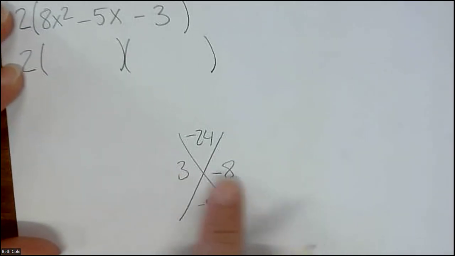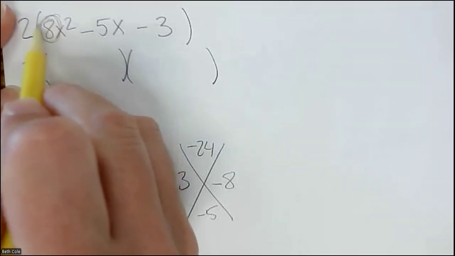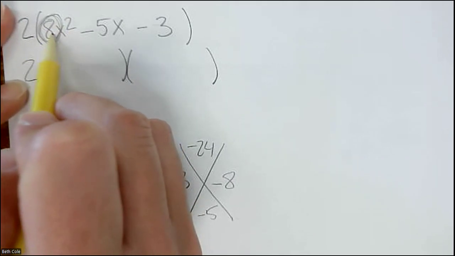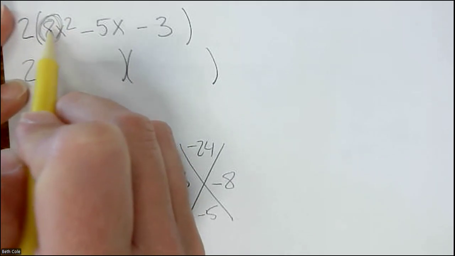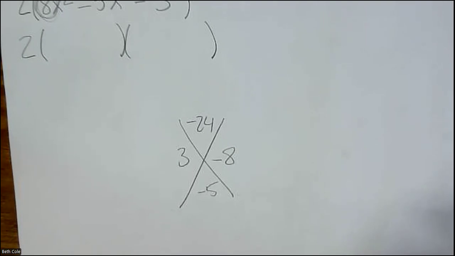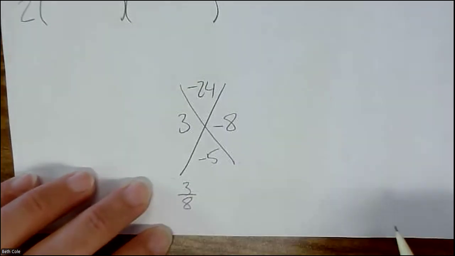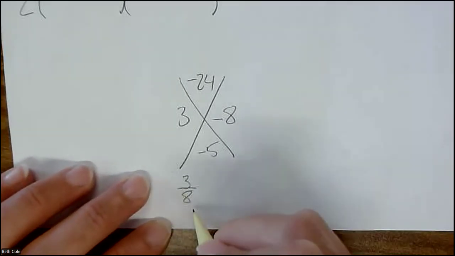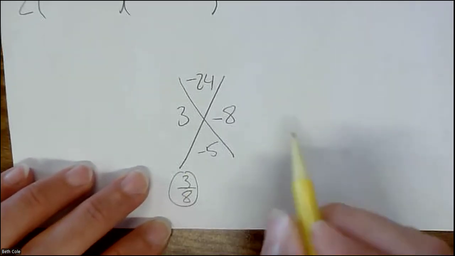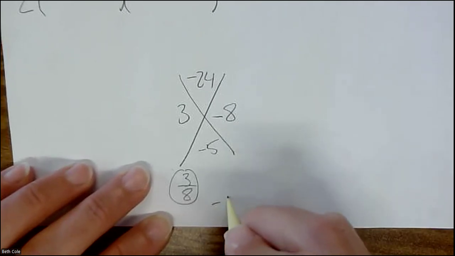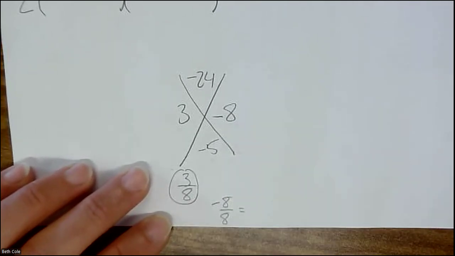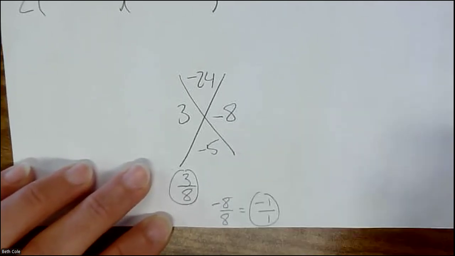Now you're going to take both of those and divide them by 8. The 2 is just there. You're going to divide them by 8. I'm going to write this down. So you're going to have 3 divided by 8. Does that reduce? No. And then you're going to have negative 8 divided by 8. Good. You guys got it.